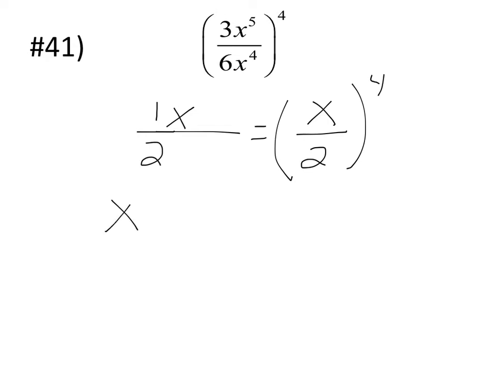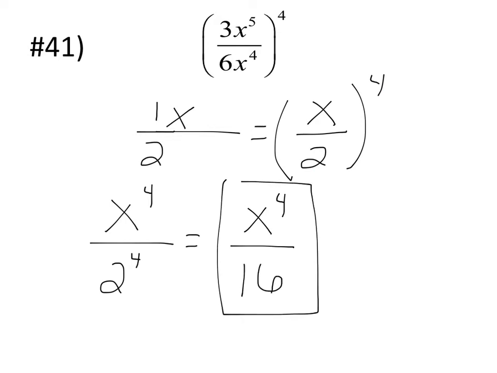So you have x to the 4th power over 2 to the 4th power, because remember you have to give this power to the numerator and denominator, which ends up being x to the 4th over 2 to the 4th power. 2 times 2 is 4, times 2 is 8, times 2 is 16. So it's x to the 4th over 16.